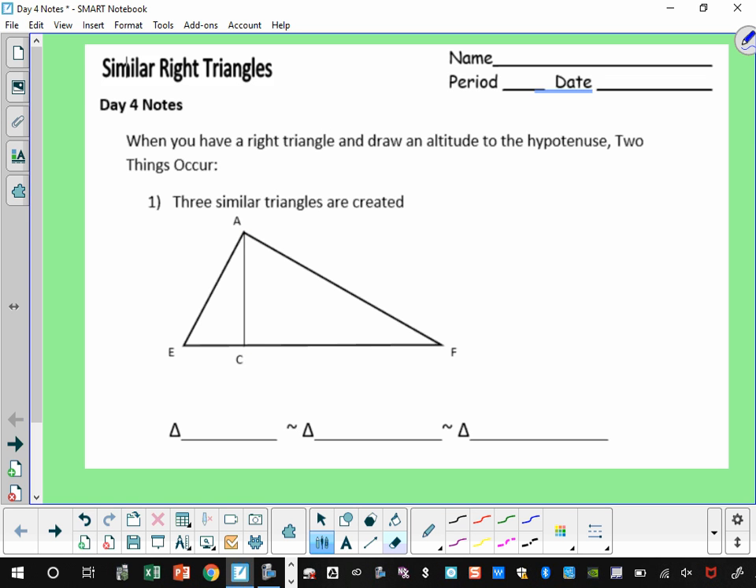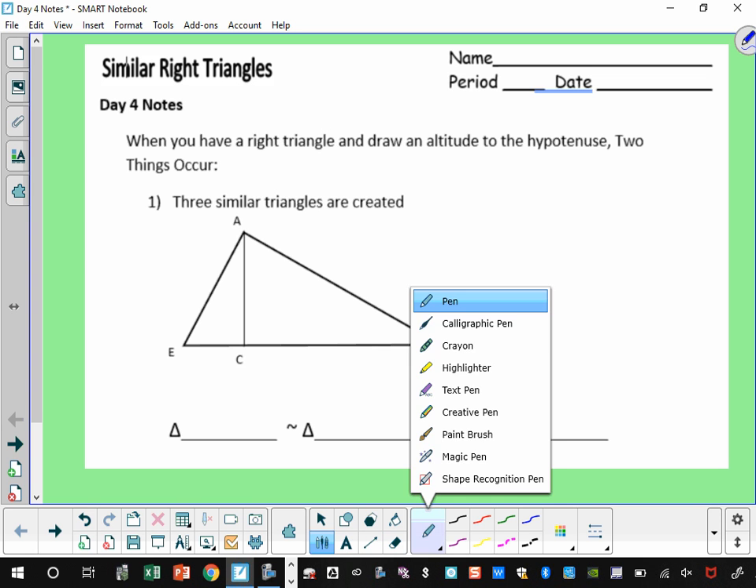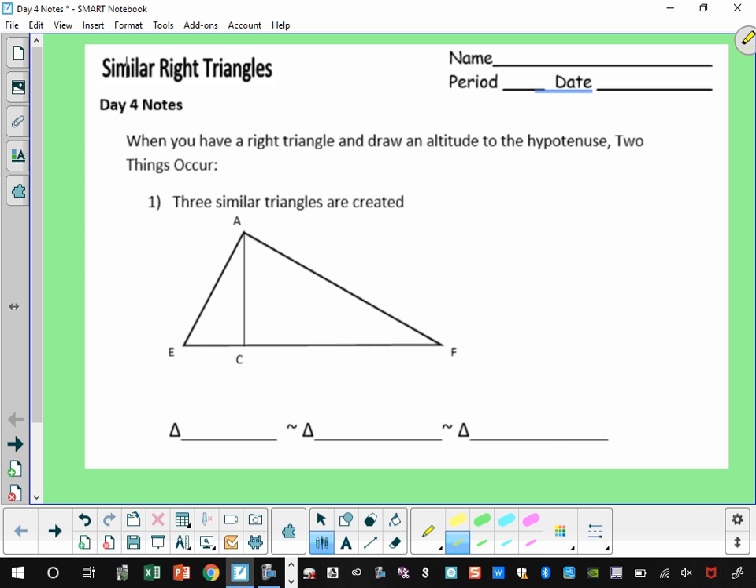All right, so what we're going to do is we're going to look at this picture. How many triangles within this picture do you see? Look harder. 3. There's 3, right? So we're going to redraw those.